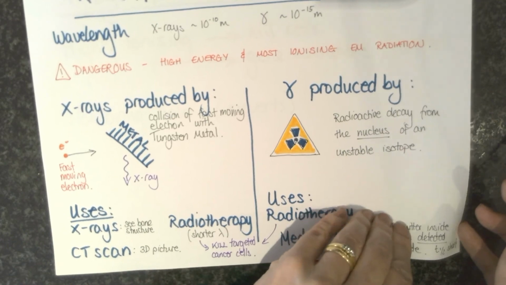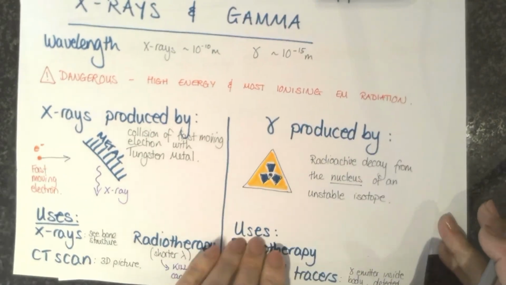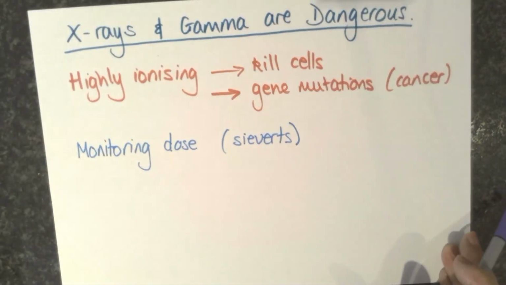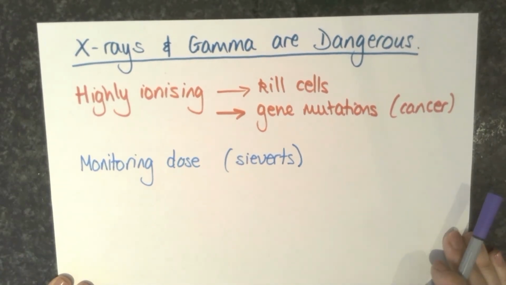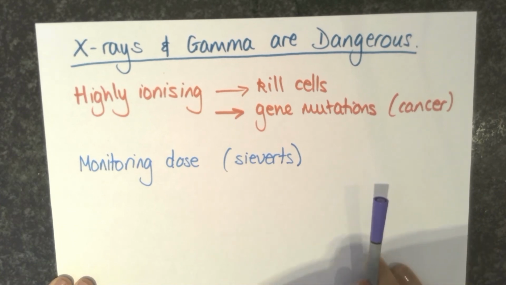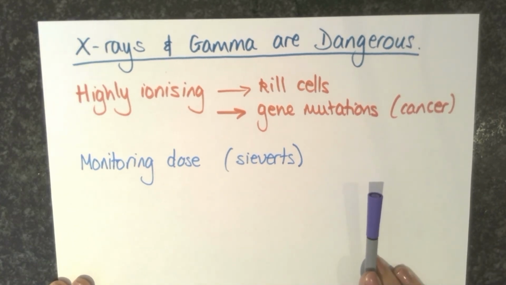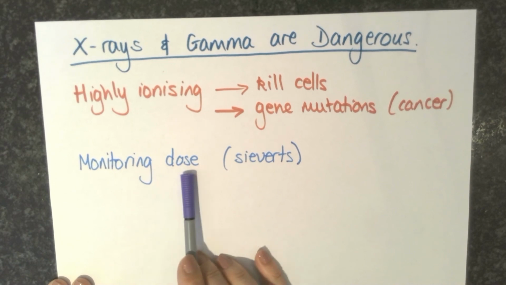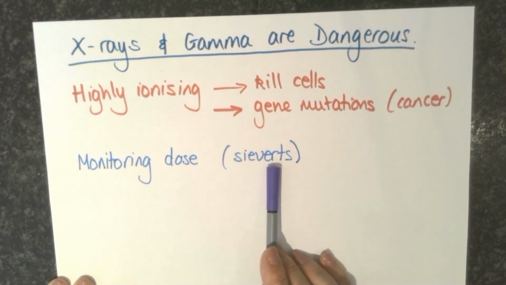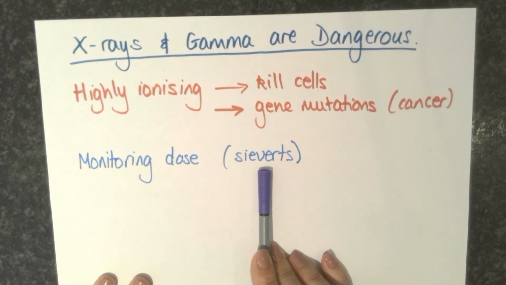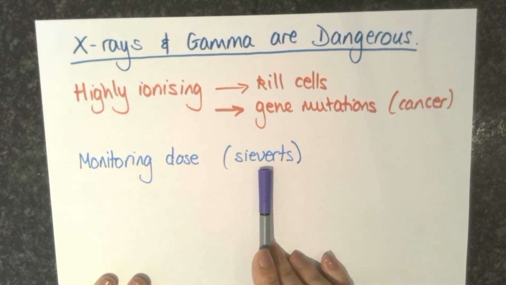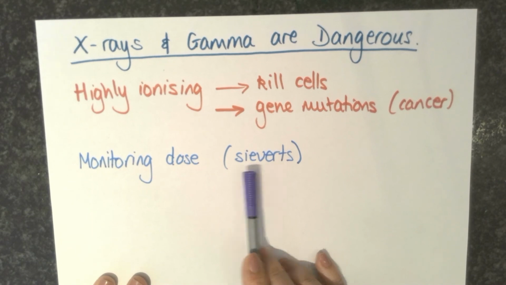So we've done the uses of X-rays and we've done the uses of gamma. Now, X-rays and gammas are very dangerous. They are highly ionizing, they kill cells and they cause gene mutations like cancer. So we monitor the dose, and you'll have come across sieverts again in atomic structure. It's a unit for the measurement of radiation dose. It's not one you need to remember, but it might be referred to in a question, so it's useful to have heard the name before.